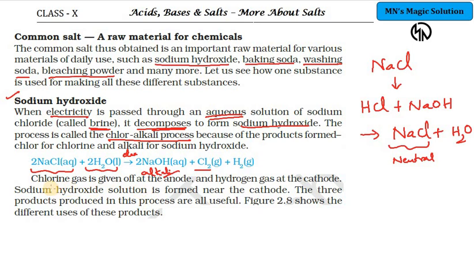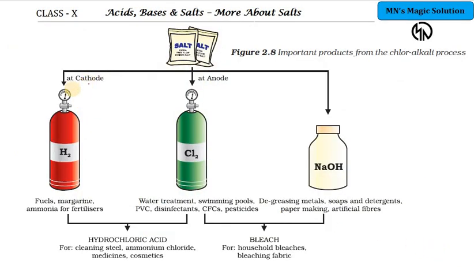Now here, this chlorine gas comes out at the anode, and hydrogen gas will come out at the cathode, and sodium hydroxide solution is formed near the cathode. So please remember these ideas. At the cathode you are getting hydrogen gas, at the anode you are getting chlorine gas and NaOH is obtained, right? They have given us the uses of all these.